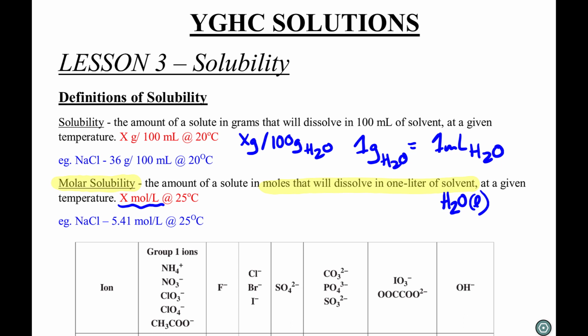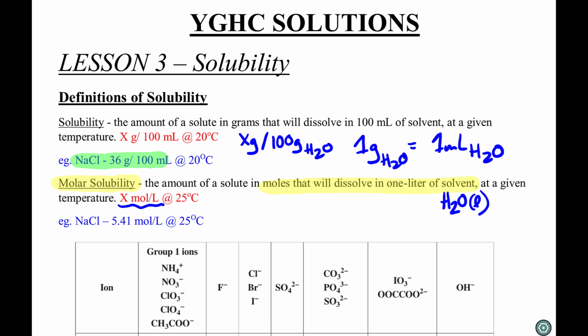So the example substance I picked out was salt. You can dissolve 36 grams of salt in 100 milliliters of water, which is a lot. I mean, that is a lot of solid that's dissolving in there. But we know that sodium chloride is a very soluble compound. Sodium is a group 1 metal ion, and group 1 metal ions have extremely high solubility in water.